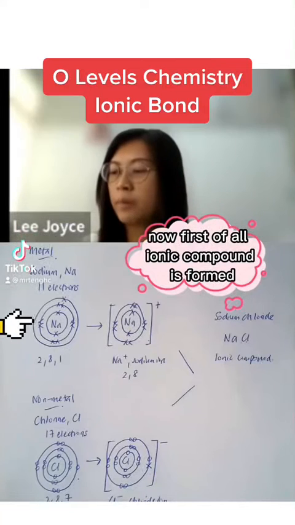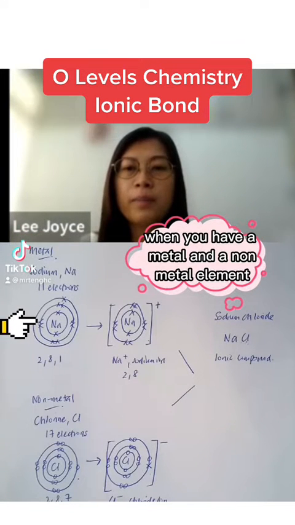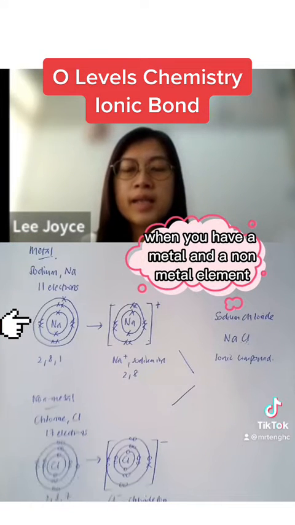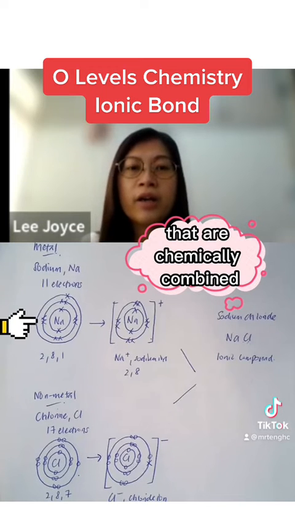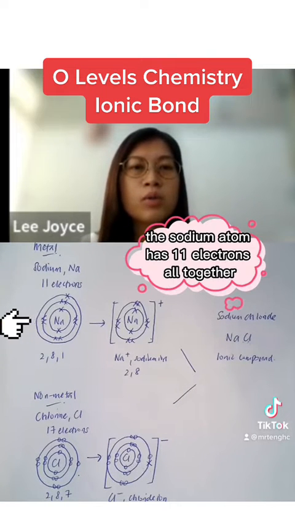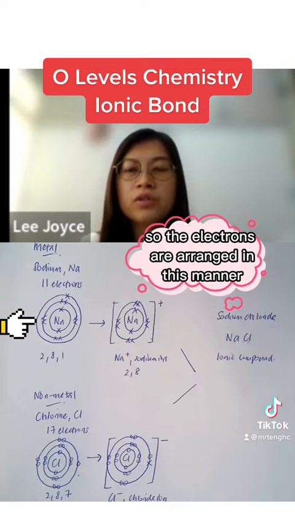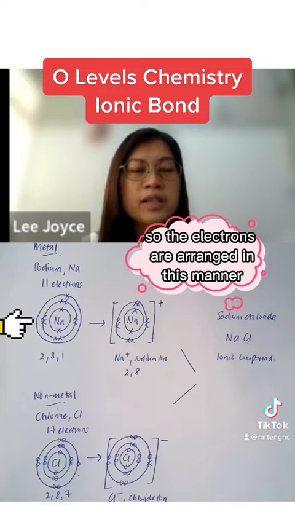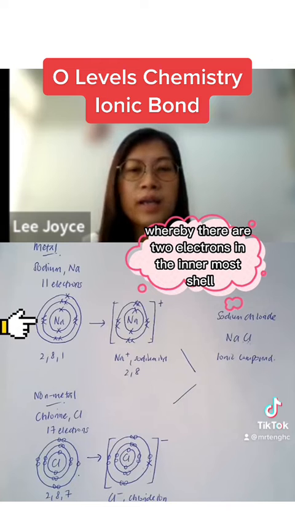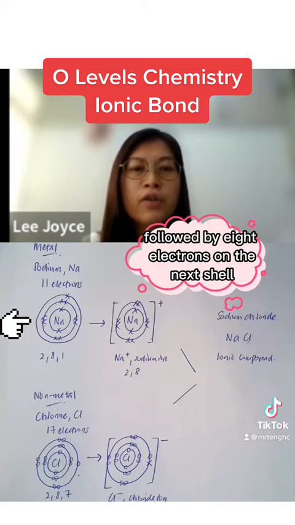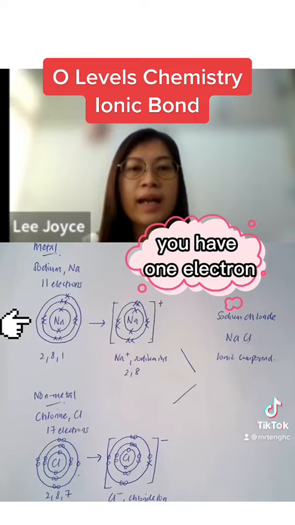Now, first of all, an ionic compound is formed when you have a metal and a non-metal element that are chemically combined. As what I've drawn here, the sodium atom has 11 electrons altogether. The electrons are arranged in this manner, whereby there are 2 electrons in the innermost shell, followed by 8 electrons on the next shell, and in the outermost shell you have 1 electron.